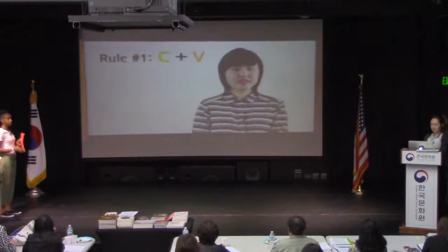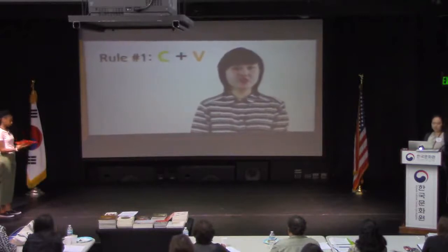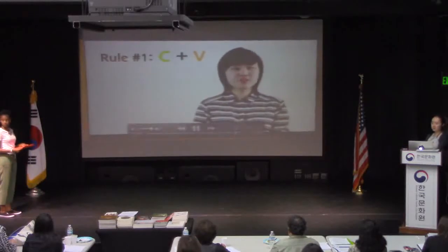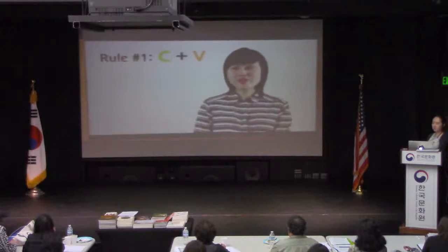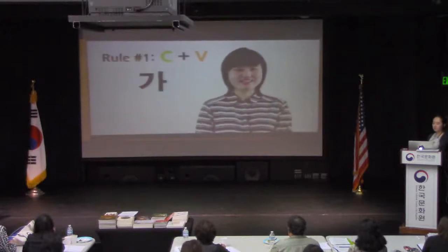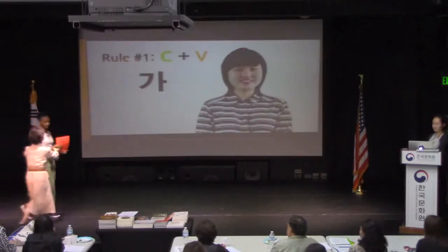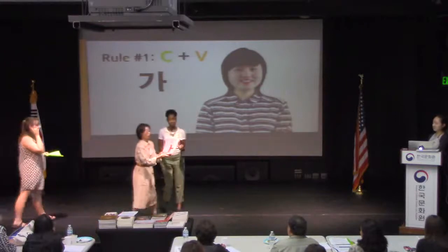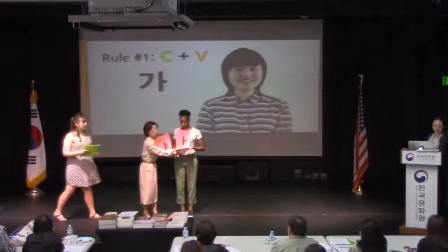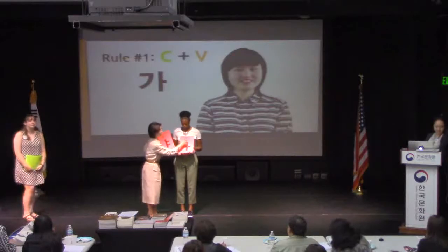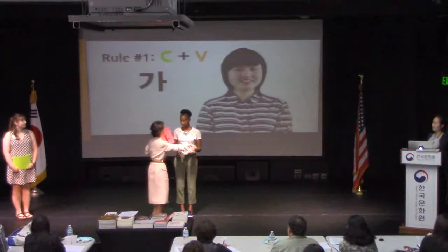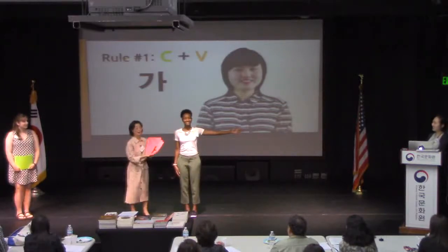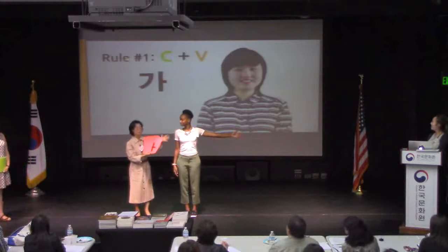When you make a Korean letter, be sure to place a consonant in front of a vertical vowel. There's no such thing like this or this. So can you read this? Ka. Alright. We have 10 vowels. You can see the sound. Okay. Writing.